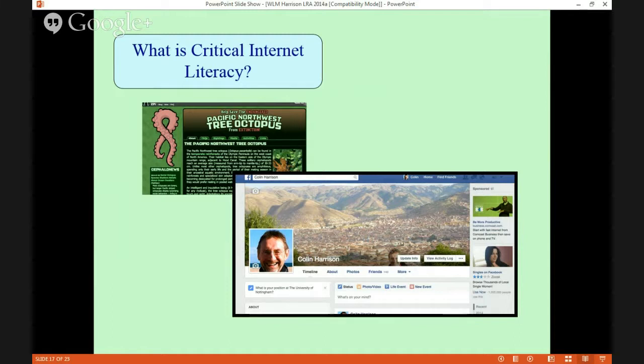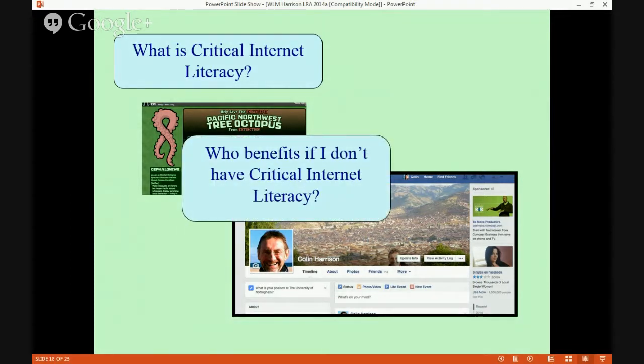So I'm not saying that Mozilla have got it wrong, but rather that we as teachers have work still to do in order to be more aware of, first of all, who benefits if I don't have critical internet literacy? And that's the question on my next slide. And the answer is that some of those commercial websites will benefit commercially, and other sites that want to mask information or withhold information may also be benefiting.